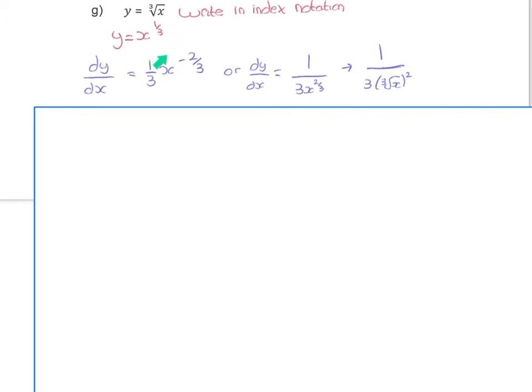Now if you want to tidy that up, you can. So instead of 1/3 x, you can write it as x over 3. So I'm bringing the negative power down. We would get 1 over 3x to the power 2/3, which is the same thing as 1 over 3 cube root of x all squared.